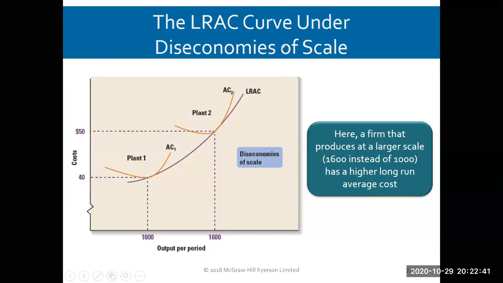So let's go ahead and draw our graph. We start out with plant 1, or AC1, right here. And we say, okay, that's a short run cost curve, and its economic capacity is right there, 1,000. So that's the lowest average cost in the short run. There's its economic capacity, and we see the average total cost is 40.